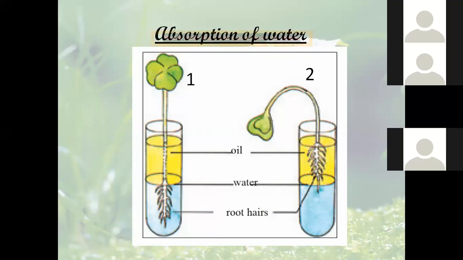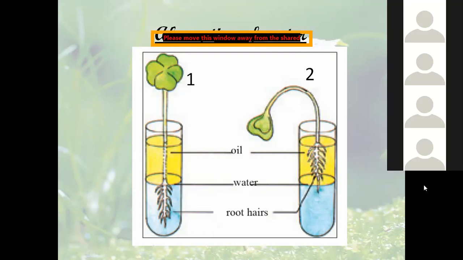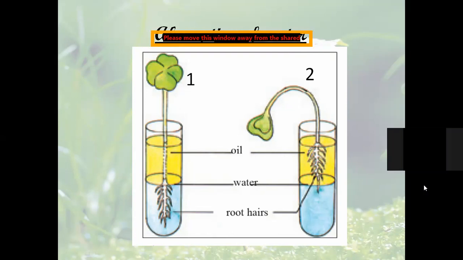What happened for the plant? The plant grew normally. Very good. While in plant 2, after placing the plant in a tube containing oil and water, where the root cap and the root hair were in the oil, yes.